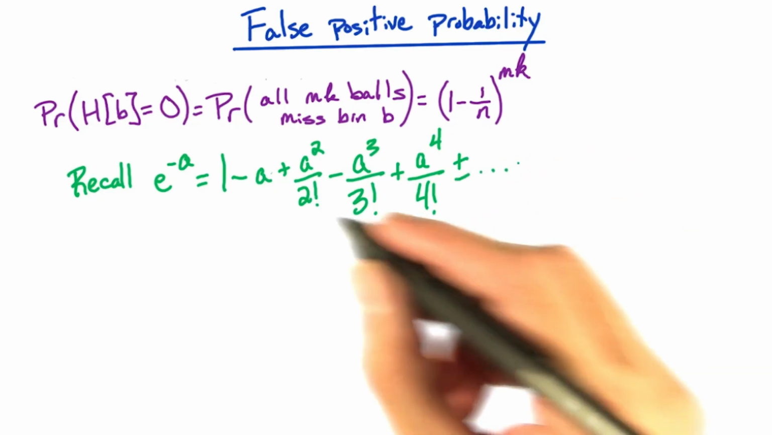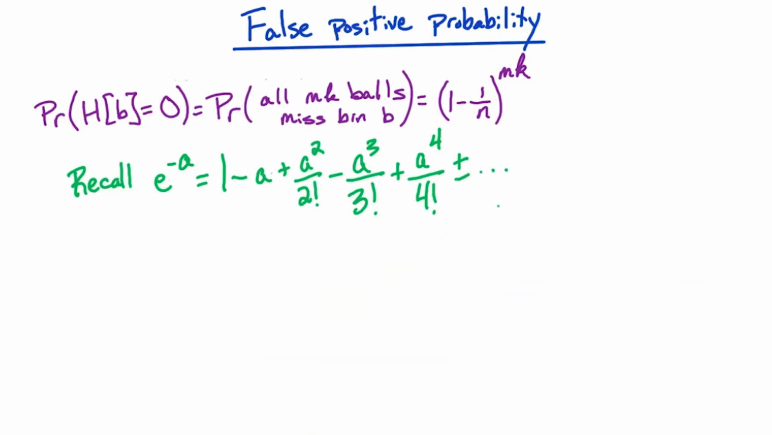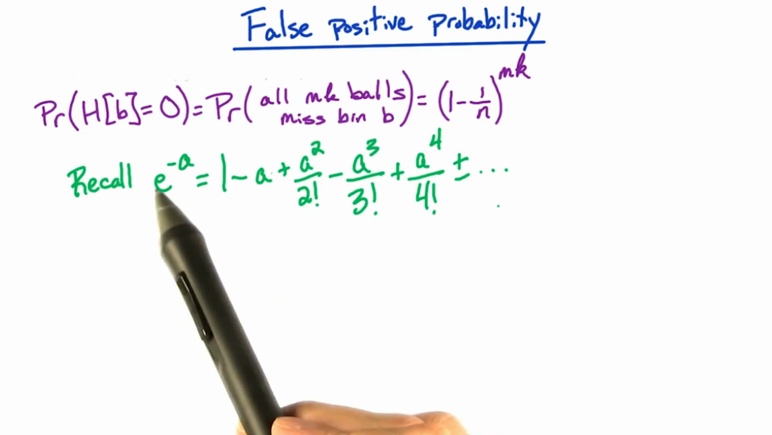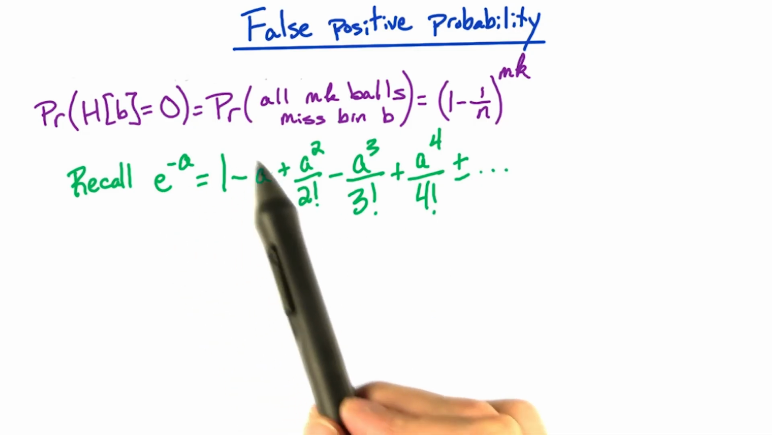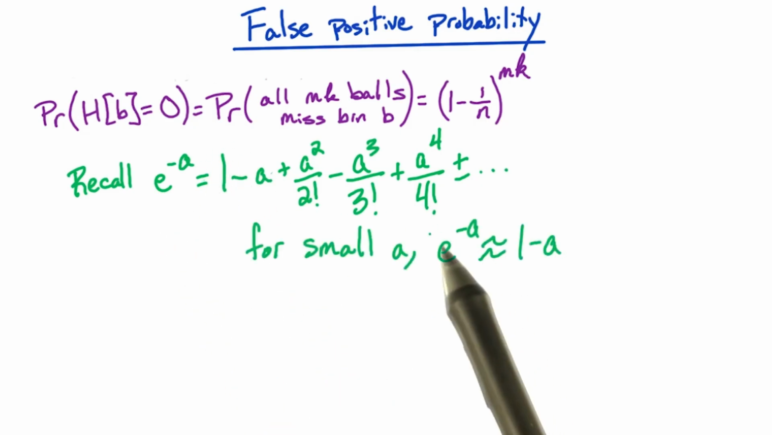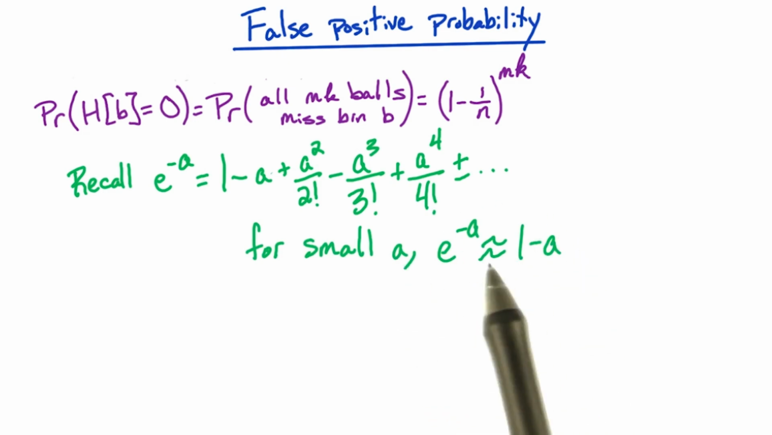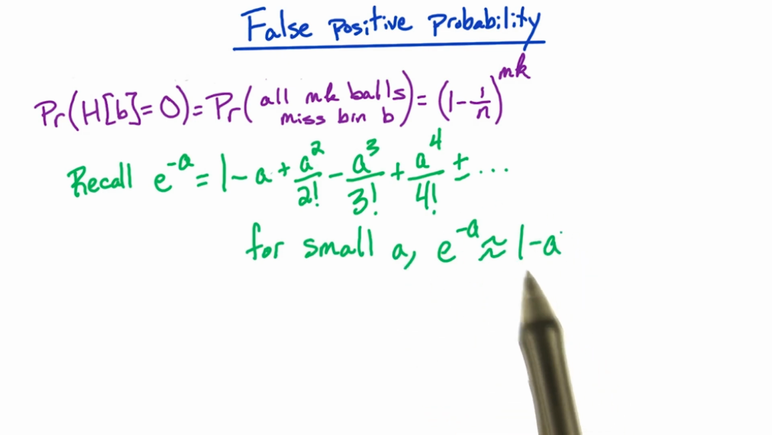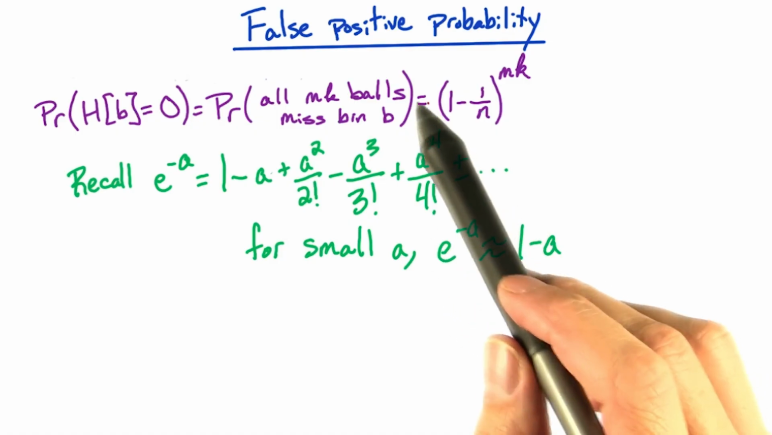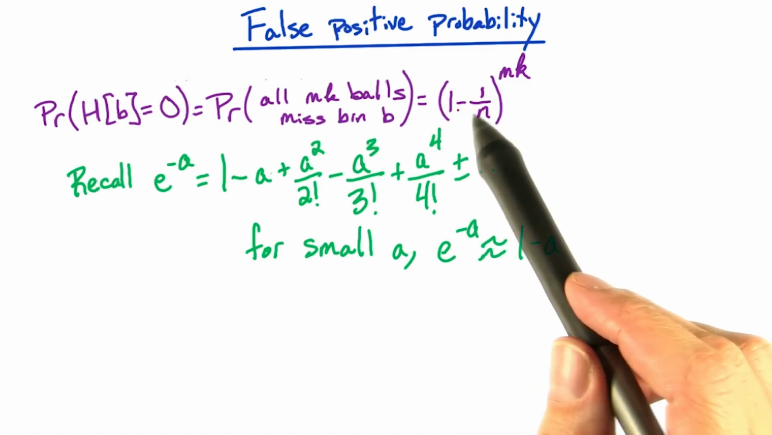Now for small a, this series is decreasing. And as a goes to 0, this series is approximated by 1 minus a. So this is a good approximation when a is sufficiently small. That's going to correspond, in our case, to n being sufficiently large, and we're looking at asymptotics as n grows to infinity. So let's use this as an approximation to simplify our analysis of the false positive rate.